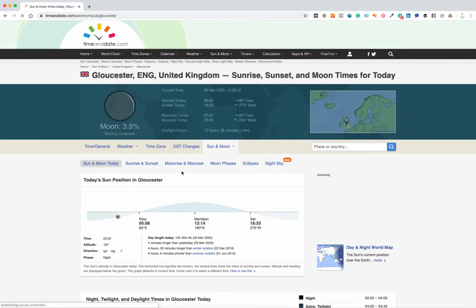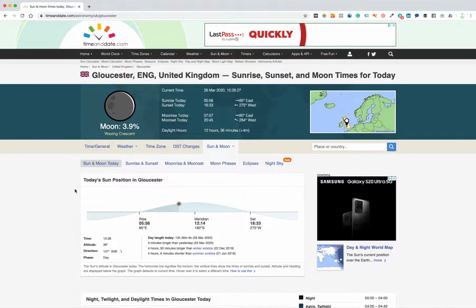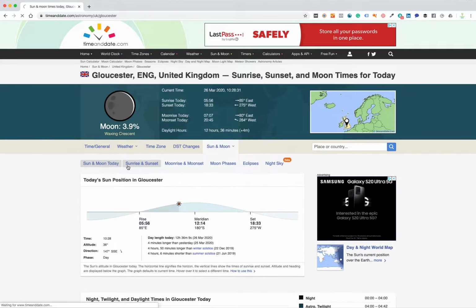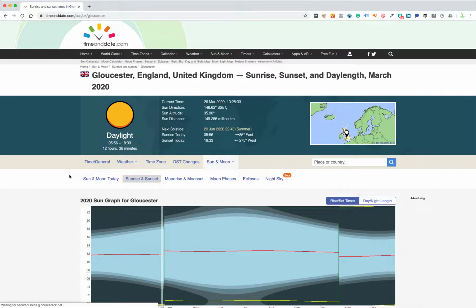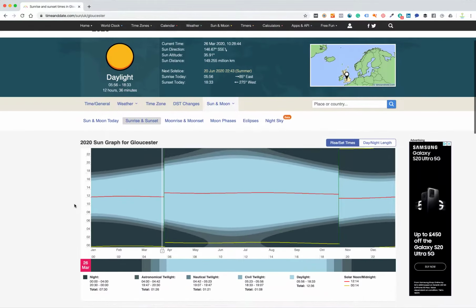So if we move into this, which is astronomy, which is one of the disciplines of physics, what we're looking at here, if we look at sunrise and sunset, currently at the moment, the sun altitude is 35.9 degrees above the horizon. Okay, and that's increasing. That will increase until we reach something called solar noon, which I'll show you.